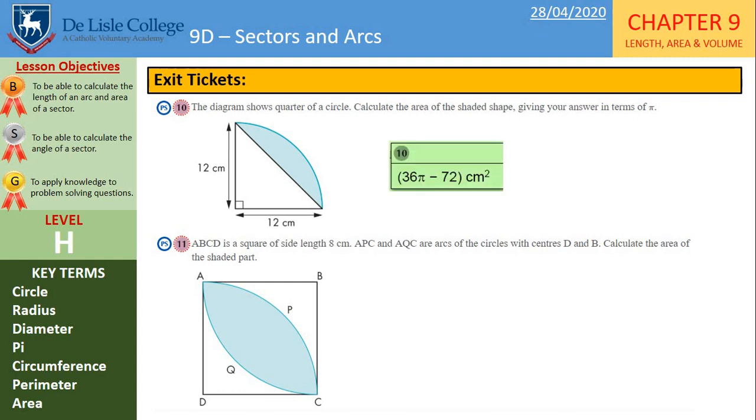Okay, the first one. Answer in terms of pi, so just read carefully. So that's going to be 36 pi take away 72. Like we mentioned in a previous lesson, put brackets around that to show that whole expression has centimetres squared attached to it and not just the 72. And question 11, that is 36.5 centimetres squared.